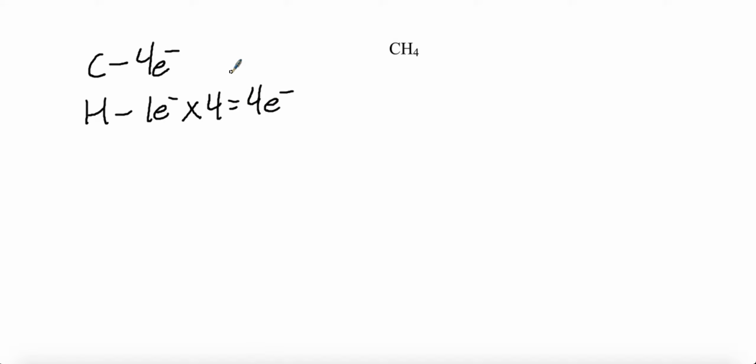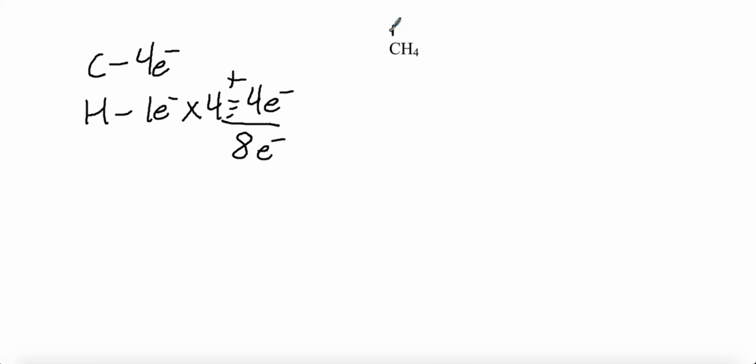So let's take a look at an example here for CH4. First off, going into step 1, we want to identify the total number of valence electrons. Well, carbon has 4 valence electrons, and hydrogen has 1 valence electron. But there are 4 hydrogens in CH4, so the hydrogens together are bringing 4 valence electrons. So in total for CH4, we have 8 valence electrons to use.